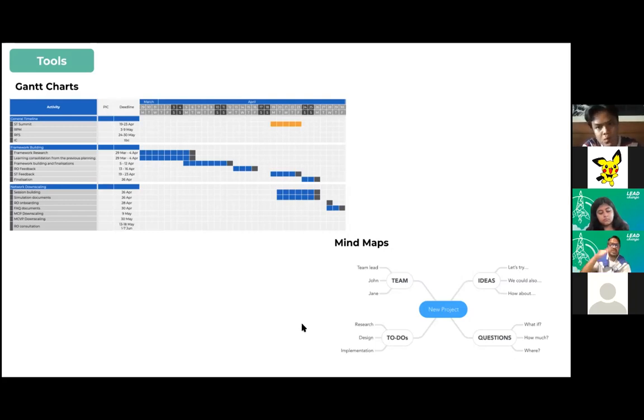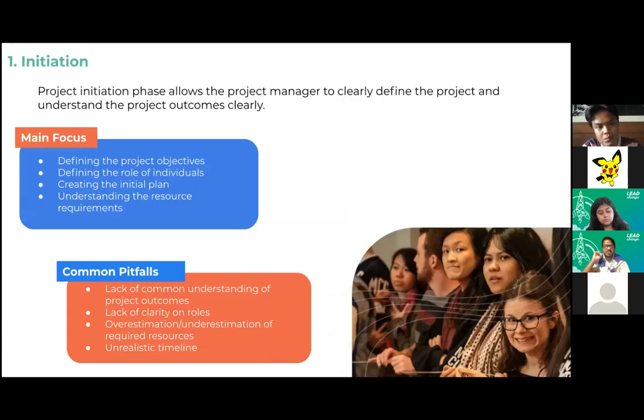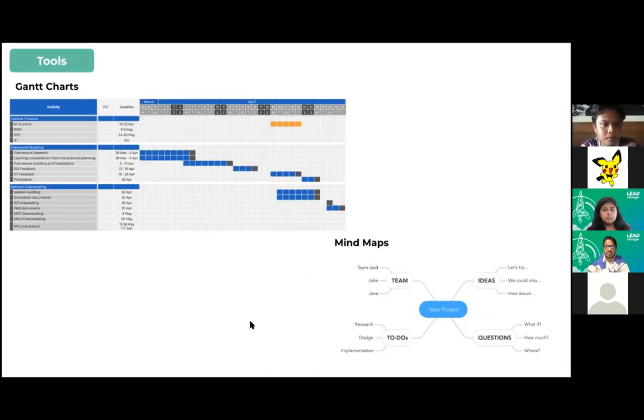So this is the project initiation process. Initiation is mostly about setting objectives, clarifying goals, making sure of what you want to achieve, and making sure that we have proper resource allocation. Cool. Next, moving forward to the planning process.